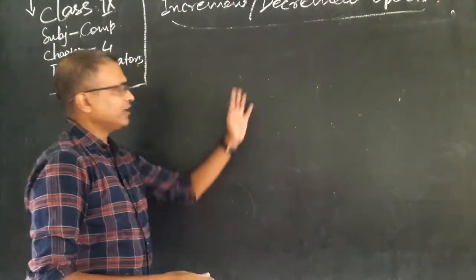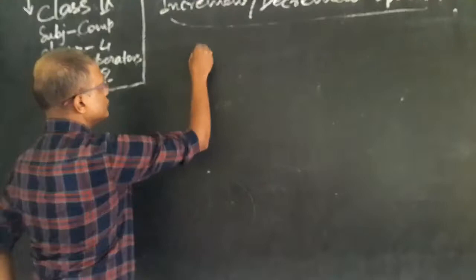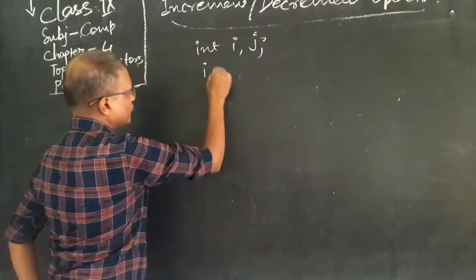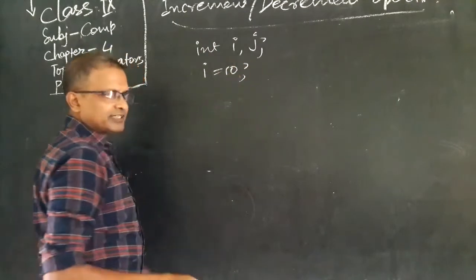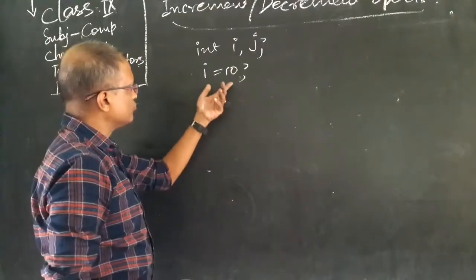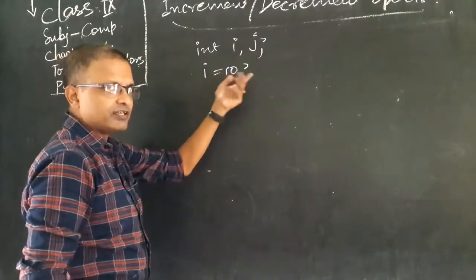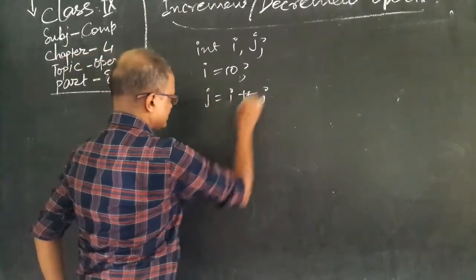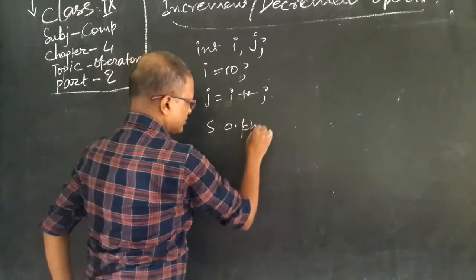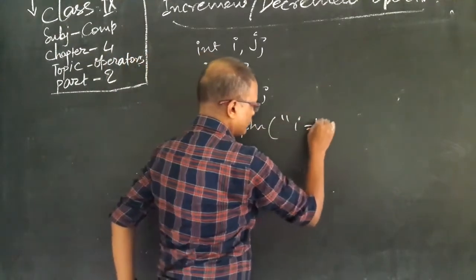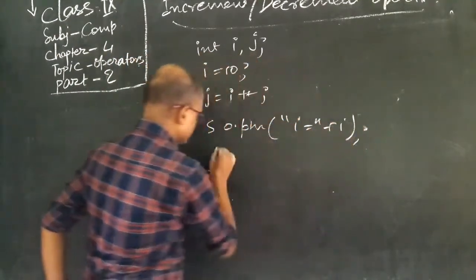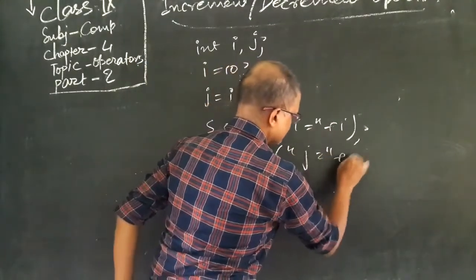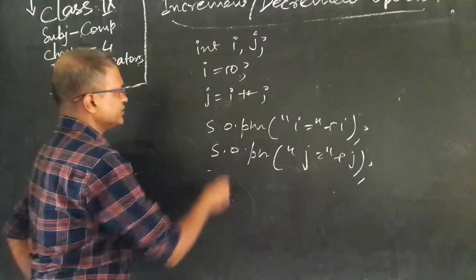Okay. So now we are going to discuss one more problem. Suppose we have two variables I and j. I equal to 10. Now this time instead of SOPLN we are going to use a second variable j with increment. How? j equal to I plus plus. Now print System.out.println I equal to plus I and SOPLN j equal to plus j. Let us execute this syntax.